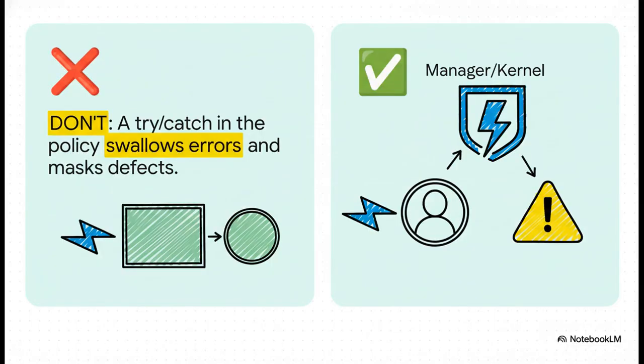This visual makes it super clear. On the left, we see what not to do. The specialist tries to handle an error itself with a try-catch block. This is bad because it just swallows and hides the real problem. But look at the right side. The specialist simply raises an error, signaling that something is wrong. It's the manager, the kernel, that catches that signal and then decides what it means for the whole operation.